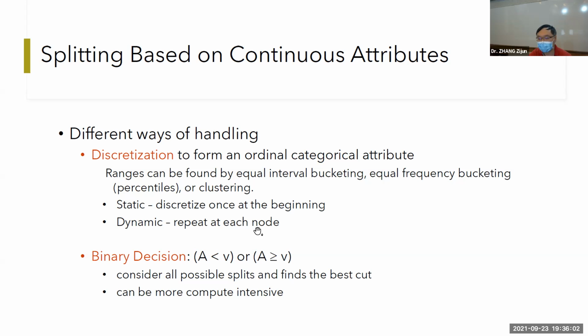So you consider all possible splits and find the best cut. The problem is how to determine an appropriate V. You need to try different options of V and find the best cut. The best cut means the best value of V to cut the values of A into 2 parts. This is a kind of heuristic or search process, so it could be more computationally intensive.